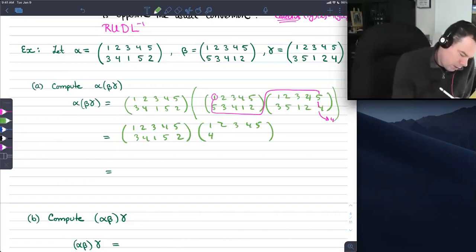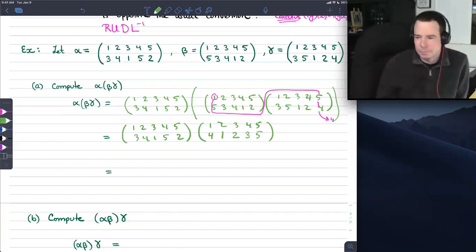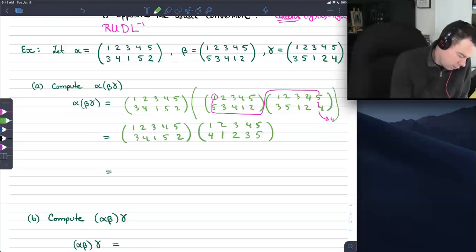2 goes to 3, which then goes to 1. 3 goes to 4, which then goes to 2. 4 goes to 1, which then goes to 3. 5 goes to 2, which then goes to 5. So this is computing products. This is computing products of permutations. And this is something we're going to do quite extensively over the course of the term.